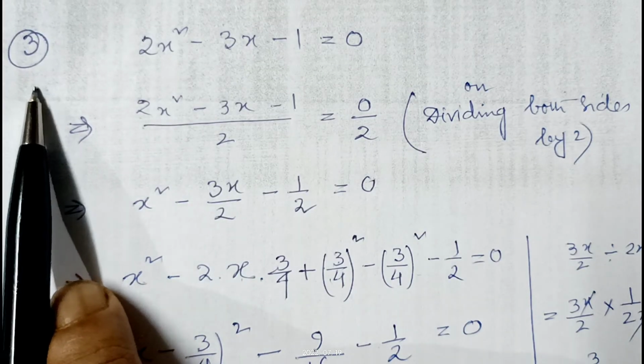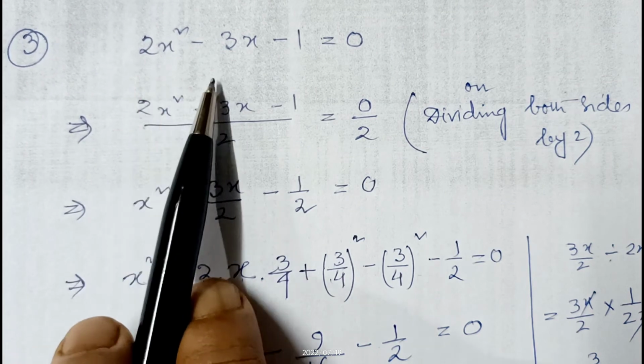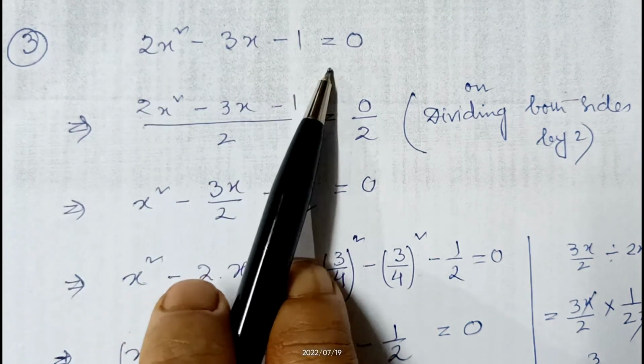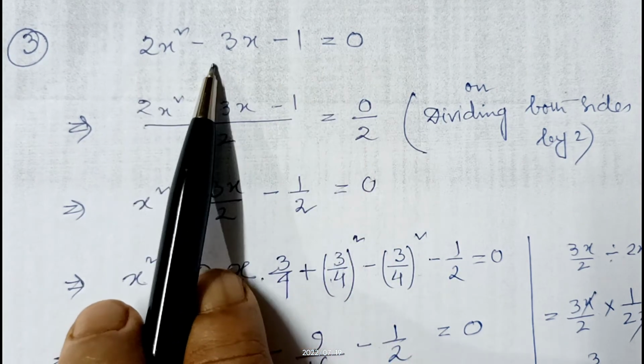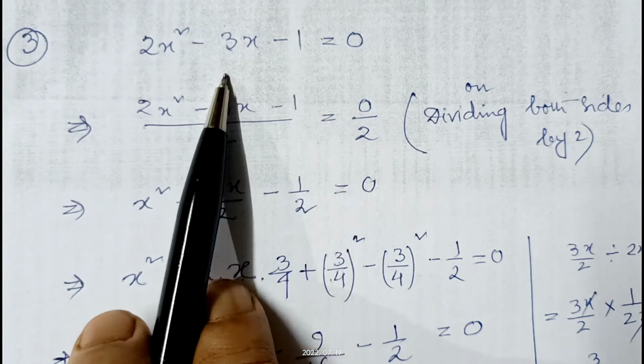In question number 3, it is given 2x square minus thrice x minus 1 equals 0. Since the first term is not a perfect square, we will divide throughout by 2. Both the left hand side and the right hand side we have to divide by 2.